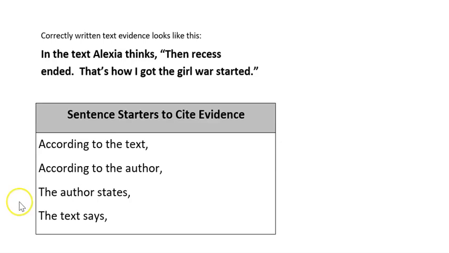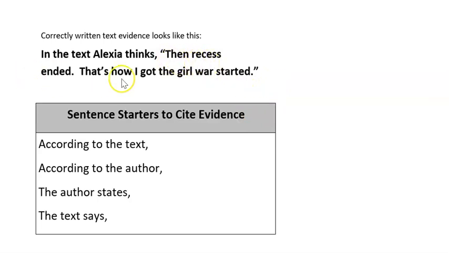Then, after your sentence starter, you need to include a comma. That's just a grammatical thing that you should be doing. And then you are going to copy word for word from a piece of text. Do not change any words. Do not add any words. If you're adding words before the quote or after the quote, that's fine. Just make sure that they're outside of the quotation marks.